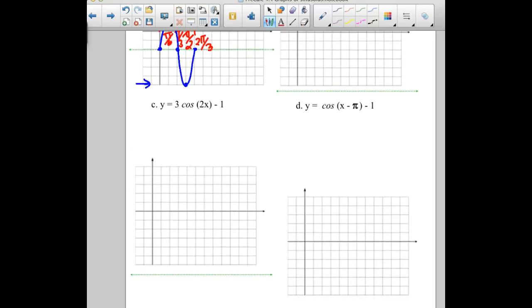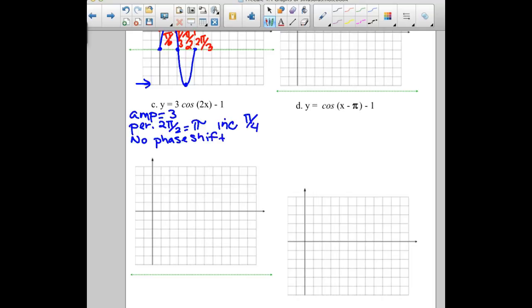All right, we're going to actually go down to number C right below that. It's another one that doesn't have a phase shift, so we'll get the hang of our vertical shifts a little bit here. What is the amplitude on this one? 3. Okay, period. We take 2 pi and divide it by 2. So period is pi, which means our increments are going to be pi over 4s. Okay. Have we done any kind of left or right shift? No, so no phase shift.